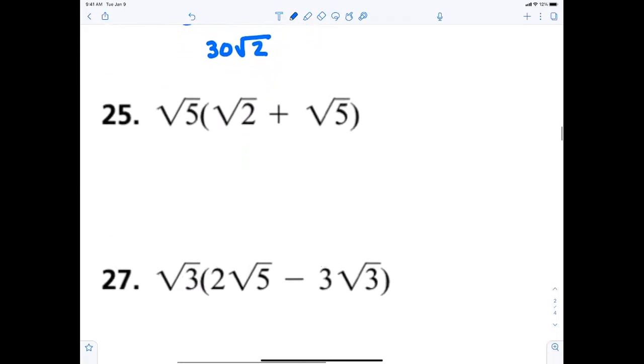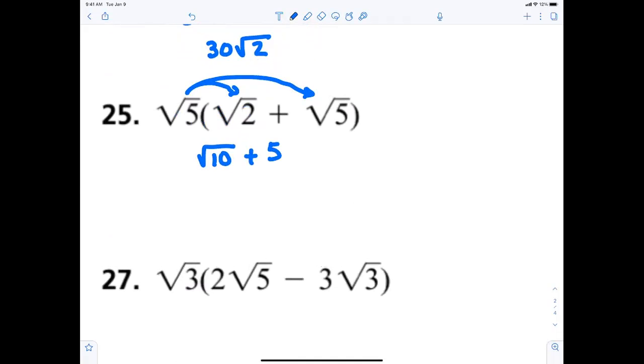Now we're just distributing a radical 5. What's radical 5 times radical 2? Beautiful. What is radical 5 times radical 5? I ask a specific question. What is radical 5 times radical 5? 5. It's just 5. Whatever the number is. So it would be plus 5.